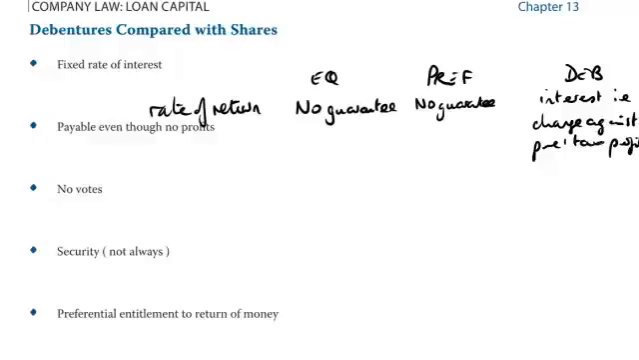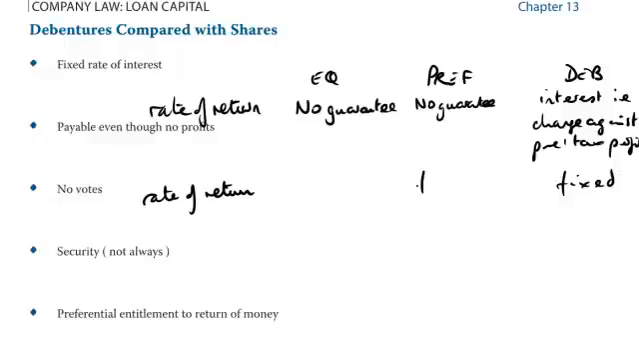And even though the company is making losses, the debenture holders will still receive their interest. Still on the rate of return, debenture holders' rate of return is fixed. It's fixed according to the debenture document, the debenture trust deed. And so there's no variability, there's no excitement. They will still continue to get their 4%, 4%, 4%, 4%, 4%, and so on ad infinitum, or at least until the debenture is repaid.